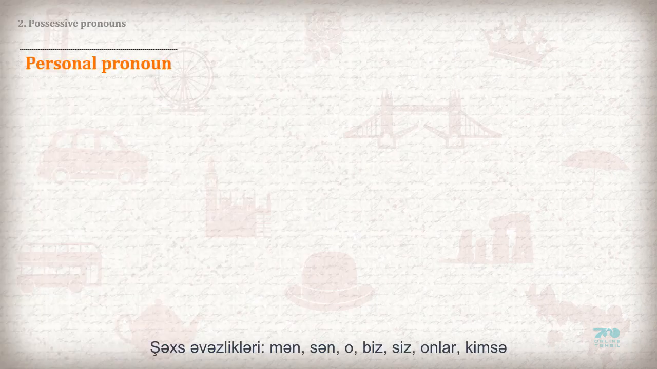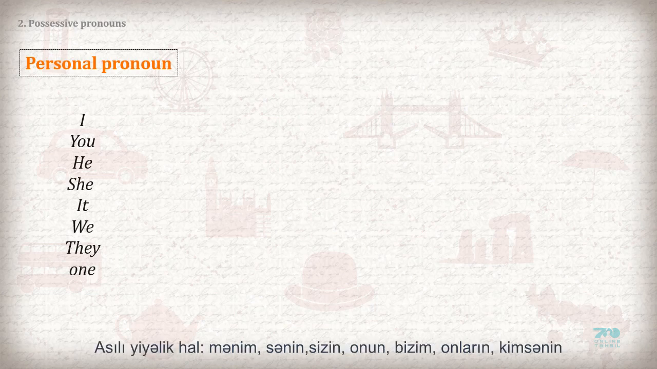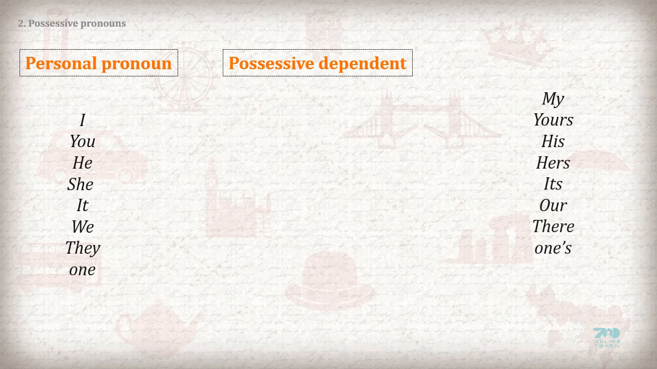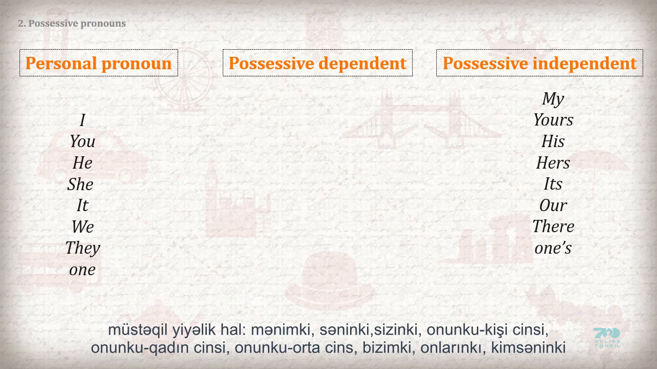Personal pronoun: I, you, he, she, it, we, they, one. Possessive dependent: my, your, his, her, its, our, their, one's. Possessive independent: mine, yours, his, hers, its, ours, theirs, one's.